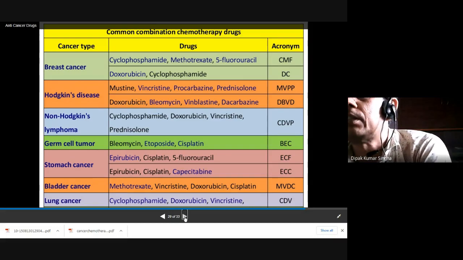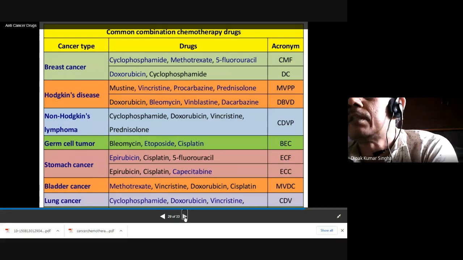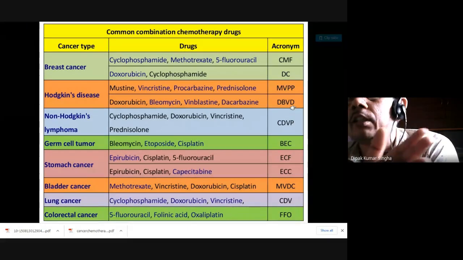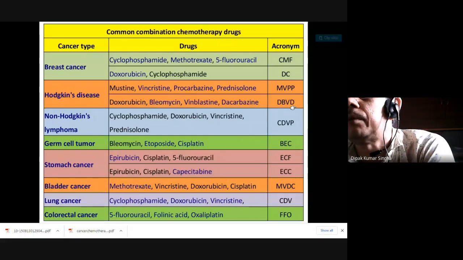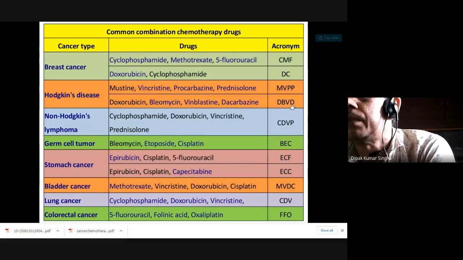In case of Hodgkin disease, which is a very common cancer: vinblastine, vincristine, procarbazine, prednisolone, or doxorubicin, bleomycin, vinblastine, dacarbazine, the short form of this being ABVD. And non-Hodgkin lymphoma: actually Hodgkin disease is one lymphoma, another is non-Hodgkin lymphoma. Cyclophosphamide is a very good drug, with doxorubicin, vincristine, and prednisolone. Germ cell tumor: bleomycin, etoposide, cisplatin.